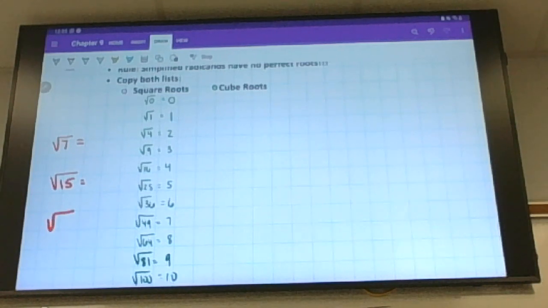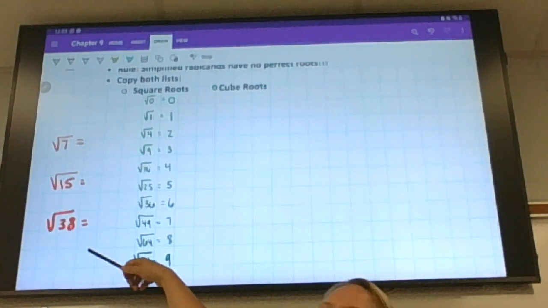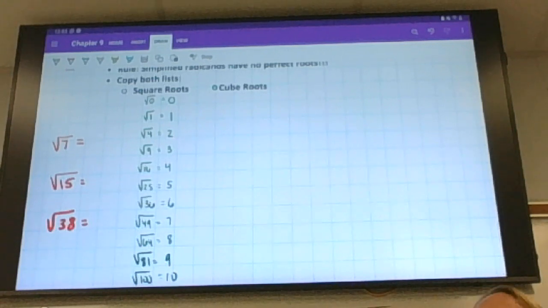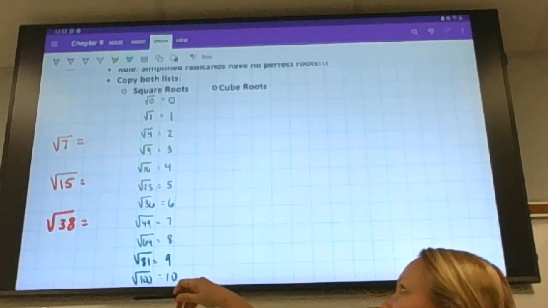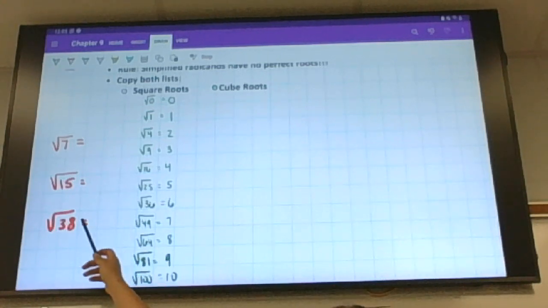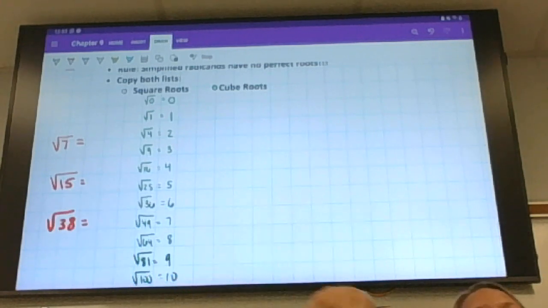The square root of 38. Okay. All of the numbers in between here are weird decimals that we call irrational numbers. So today our goal is to only work with these numbers as square roots. Today our goal is to have no decimals in our work. Okay?